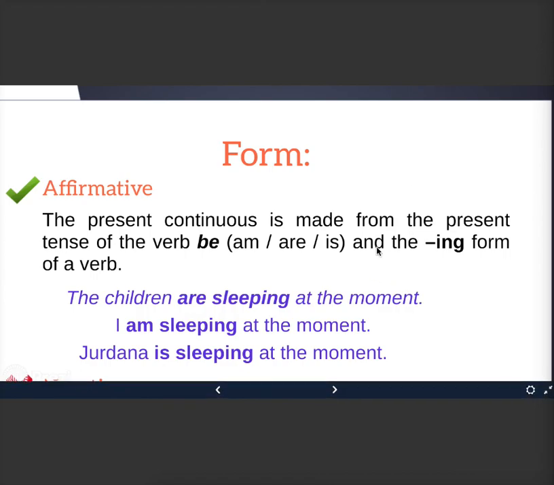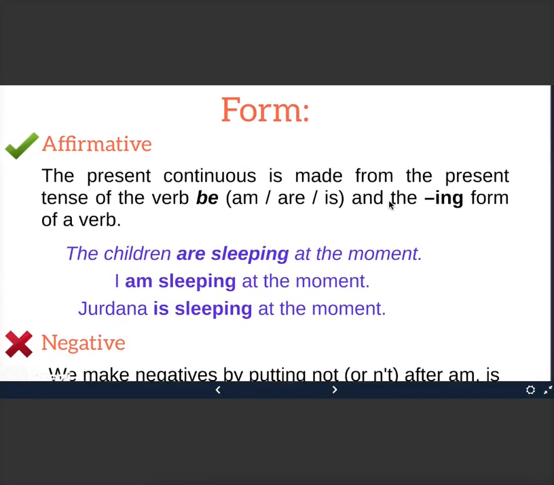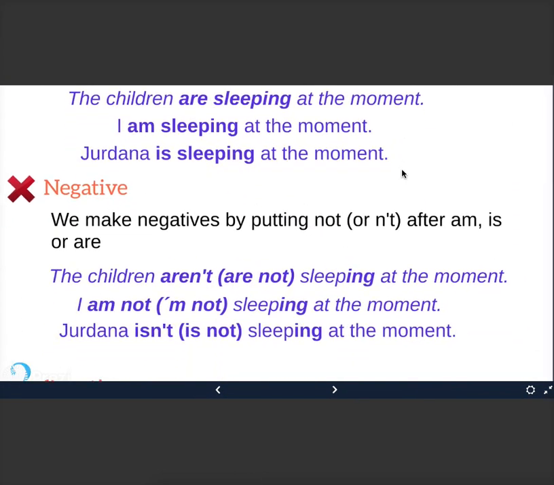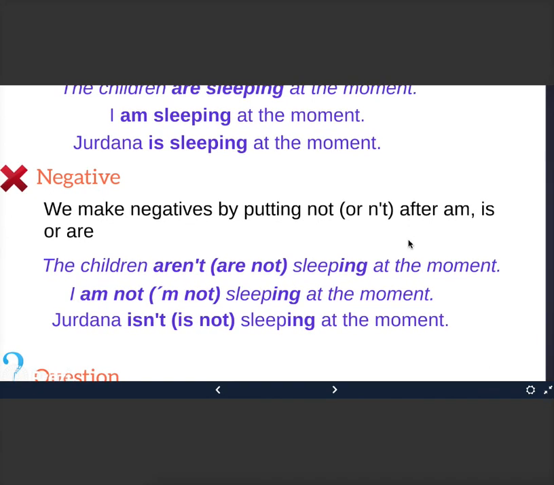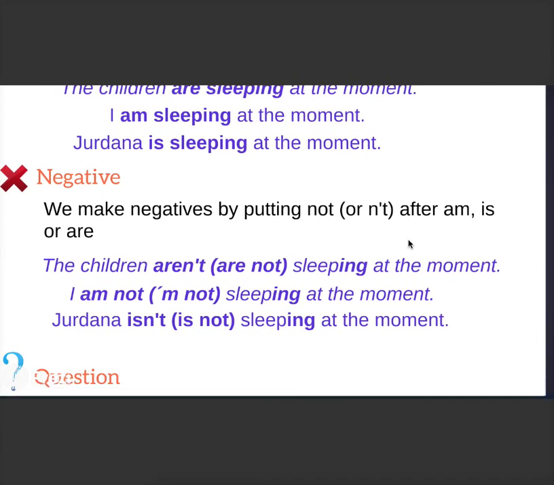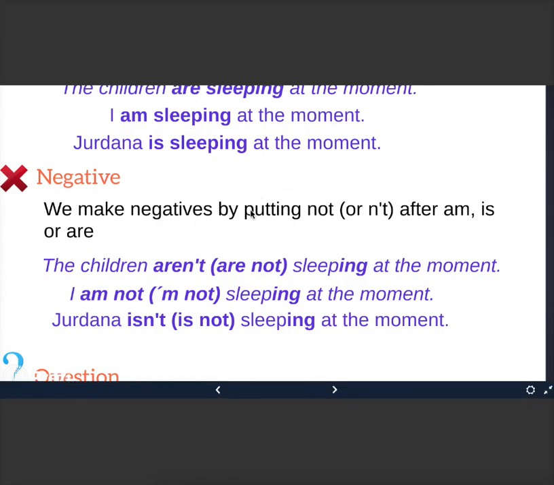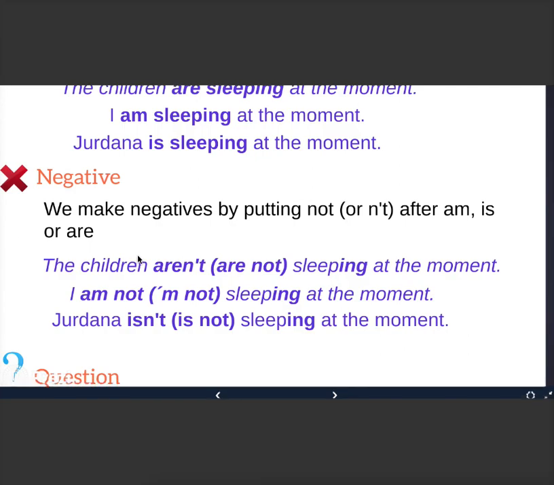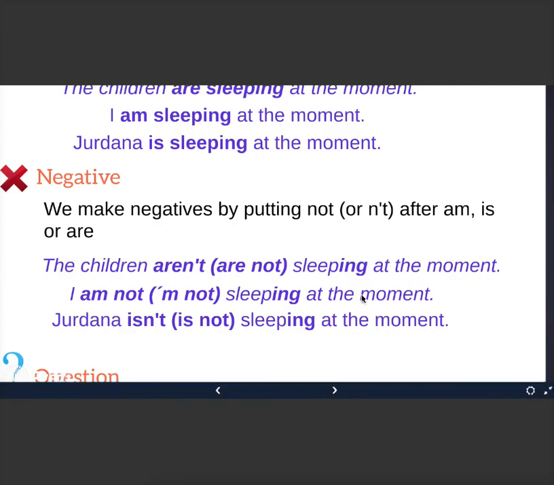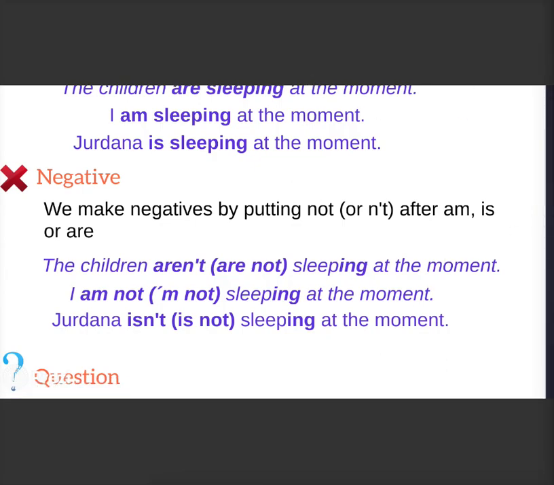Okay, let's continue. Now let's talk about the form in negative. So super easy peasy, babies. In negative, the only thing that you have to do is to put the verb to be in negative. So we make negatives by putting not or an apostrophe T after am, is, or are. Solo van a poner el verbo to be en negativo y les queda todo en negativo. Es maravilloso. So let's read the examples.